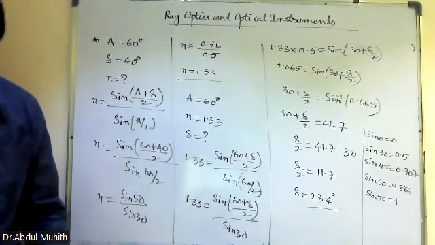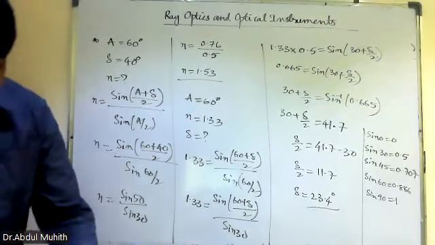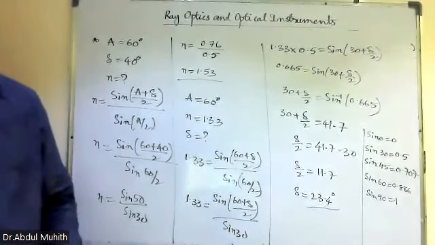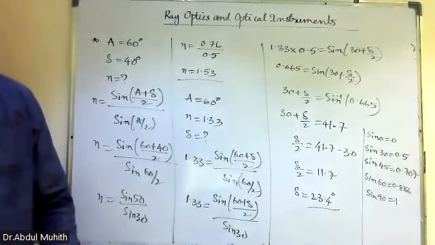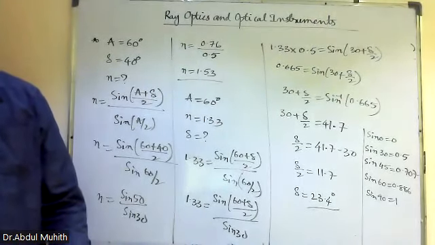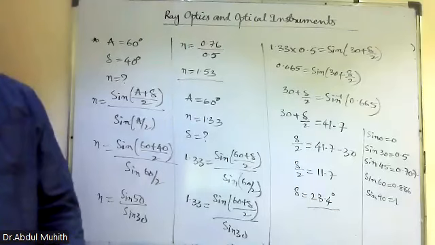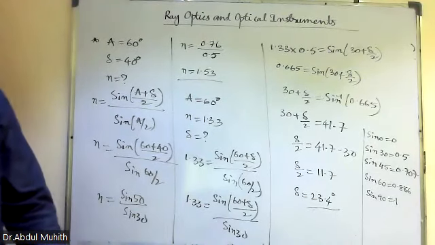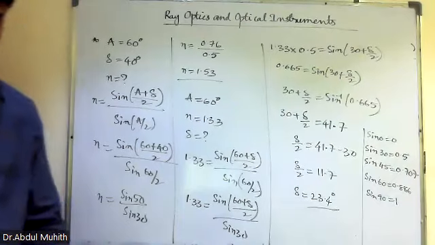Question 9.22. At what angle should a ray of light be incident on the face of a prism of refractive index, with prism angle 60 degrees, so that it suffers total internal reflection on its other face? So, at what angle should a ray of light be incident on the face of a prism? He's asking what is the angle of incidence.